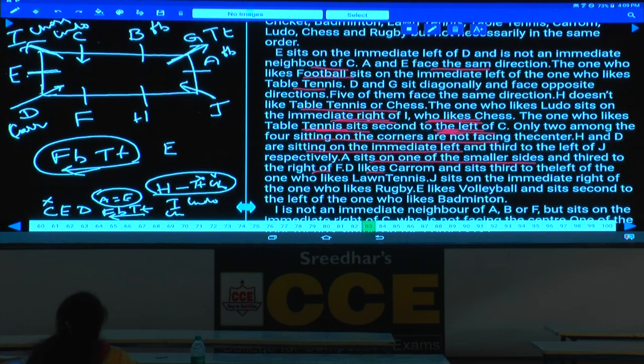D likes carom and sits third to the left of the one who likes lawn tennis. Then who is this person? Lawn tennis here, hence this person is lawn tennis. Are you following this one or not? And this person must be immediate left. D likes carom and sits third to the left of the one who likes lawn tennis. Hence D is third to the left of whom? D is third to the left of J. As D is third to the left of J, this J must be lawn tennis.